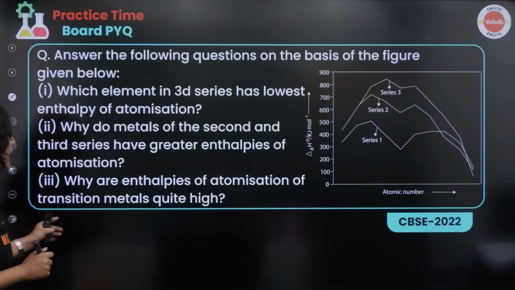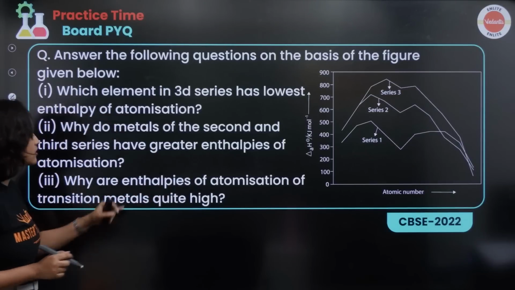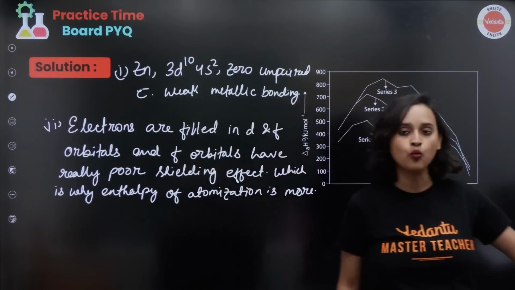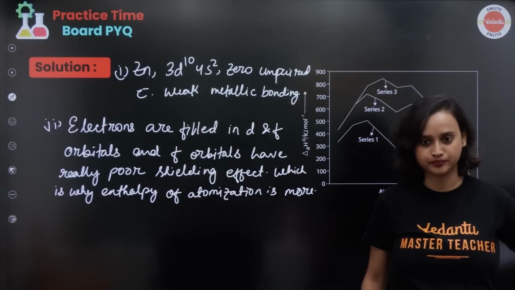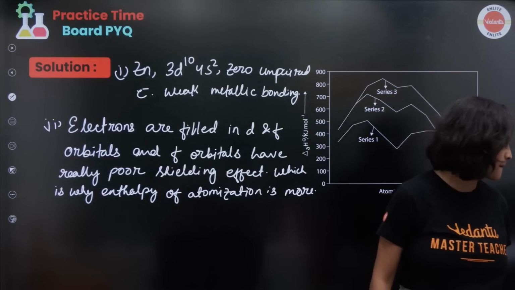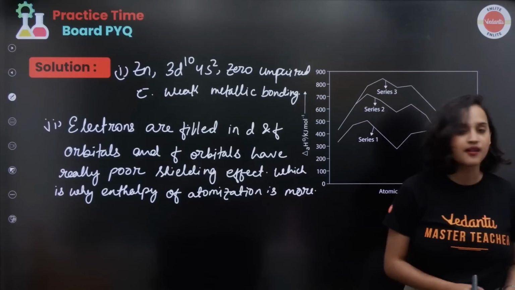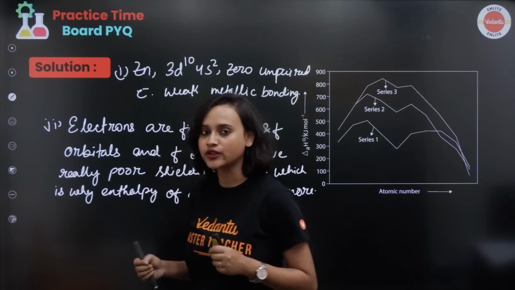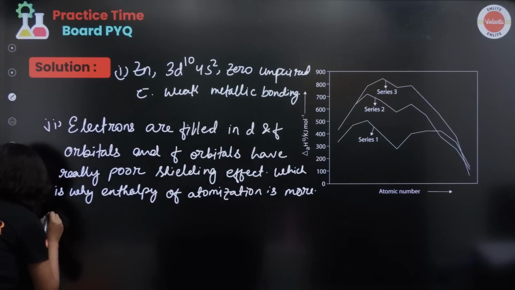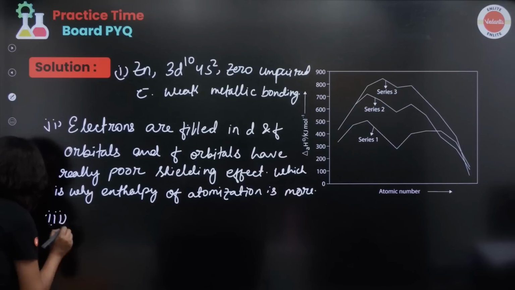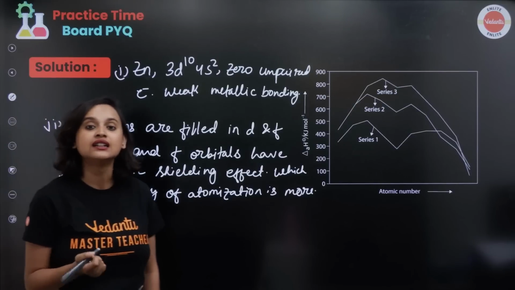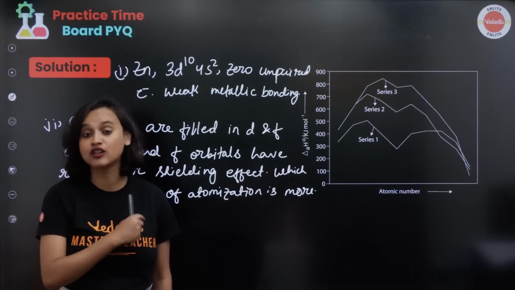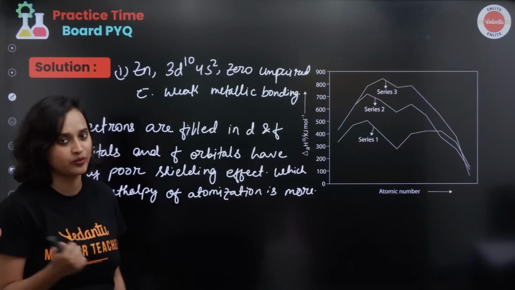Third part, why are enthalpies of atomization of transition metals quite high? You tell me, what do you think? I've just told you. 3, 2, 1. The answer definitely is, my dear student, due to higher unpaired electrons. There are a lot of unpaired electrons present in the d orbitals, isn't it?